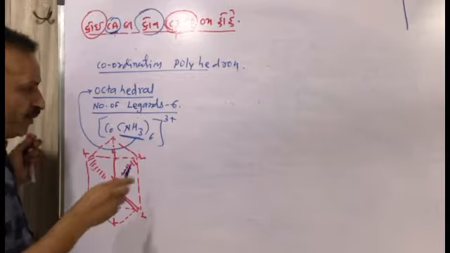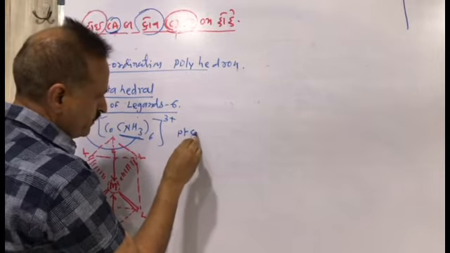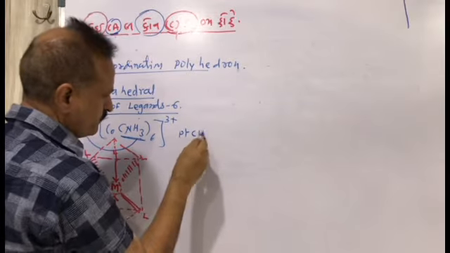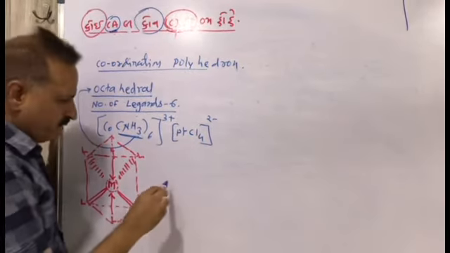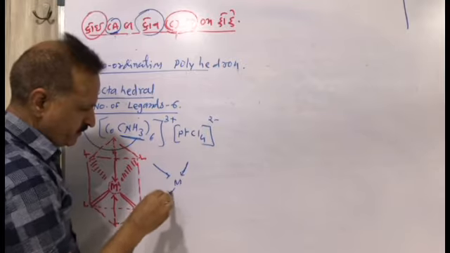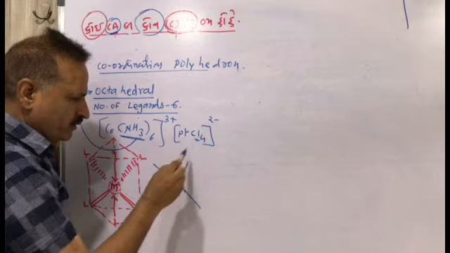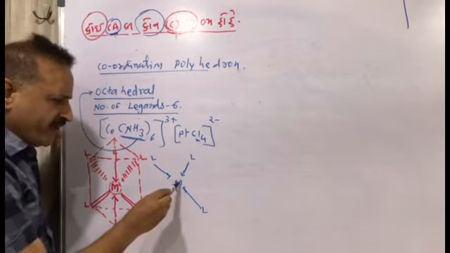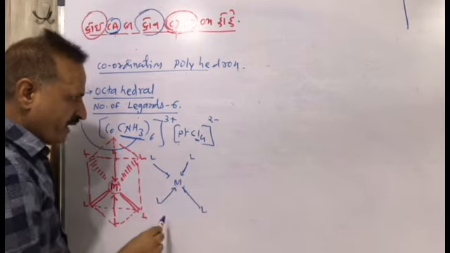If the number of ligands is 4, for example PtCl4 2 minus, this is square planar. So metal, this is the square planar. The number of ligands is 4. So a total of 4 ligands attached to the metal ion and the shape will be square planar. This is the square planar shape.